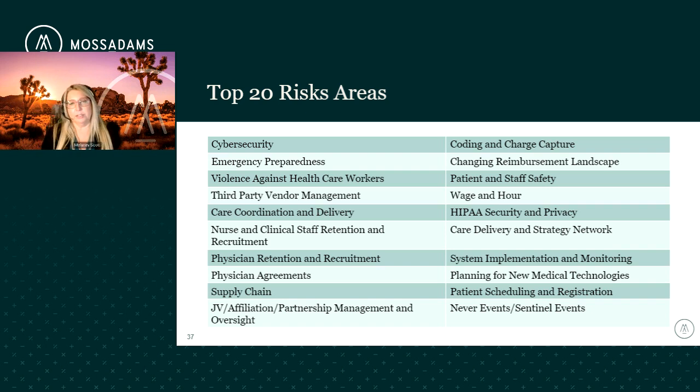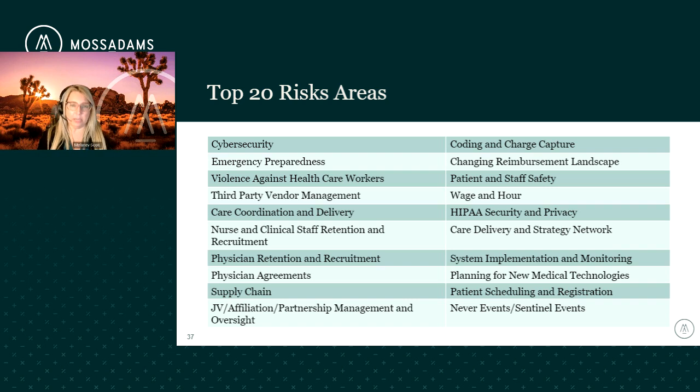A lot around care coordination and delivery for a variety of reasons. Nurse and clinical staff retention and recruitment, we're seeing this pop up again. It's just one of those things. As we know, it is far less expensive to retain folks than it is to recruit for them. So for a lot of organizations, this is showing up on their top radar. I would say really those JV, affiliation, and partnership management and oversight areas are oftentimes there. Who's watching these? Who's monitoring for these? Those are all really good questions because there can be significant risk in these sorts of agreements.